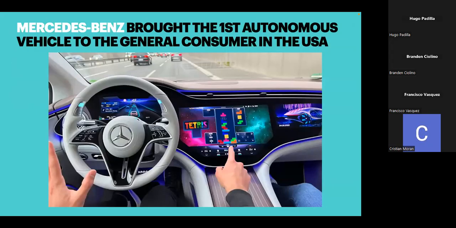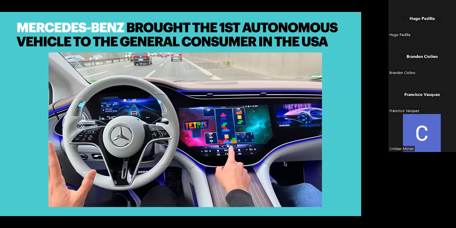And then here is one more video. I'm not going to show the entire video. Mercedes is actually the first one to bring something autonomous to the US, and it just happened a week or two ago. So right now this car is legally driven in Nevada. They said California will be the next, but not sure when.